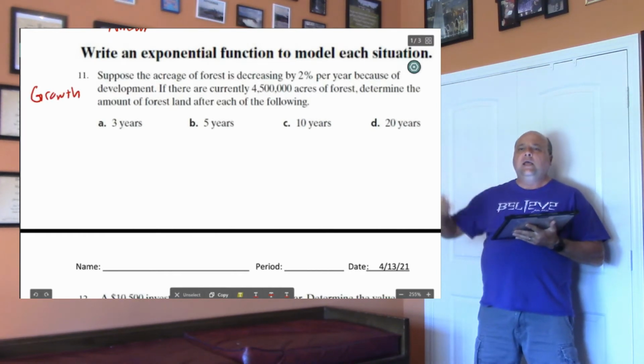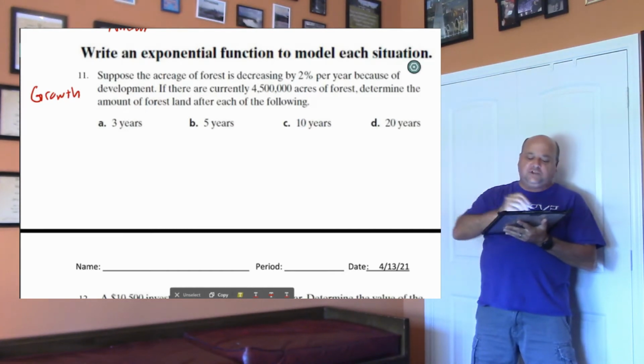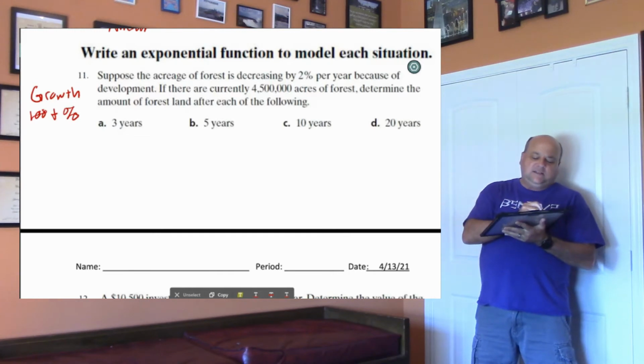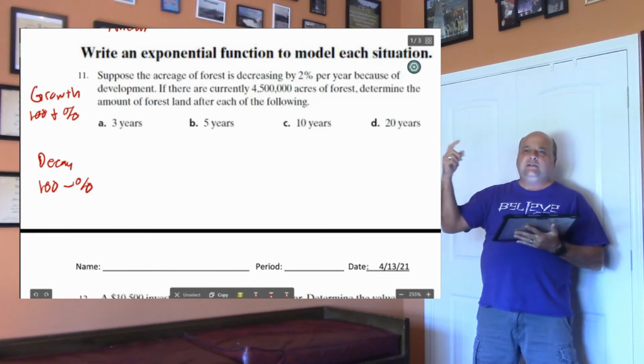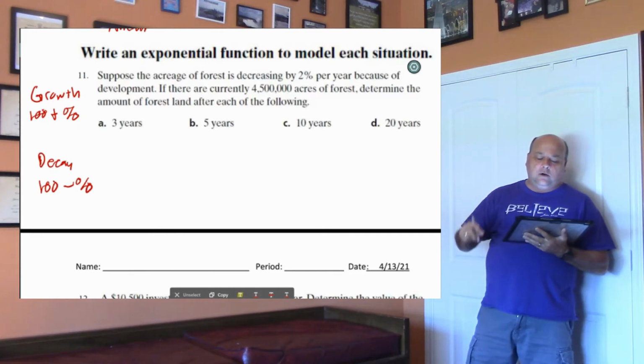This is important. If the problem has exponential growth, if it grows and you have a percent, you're going to do 100 plus the percent and make it a decimal. If it's decay, you'll do 100 minus the percent, and you're going to write it as a decimal.